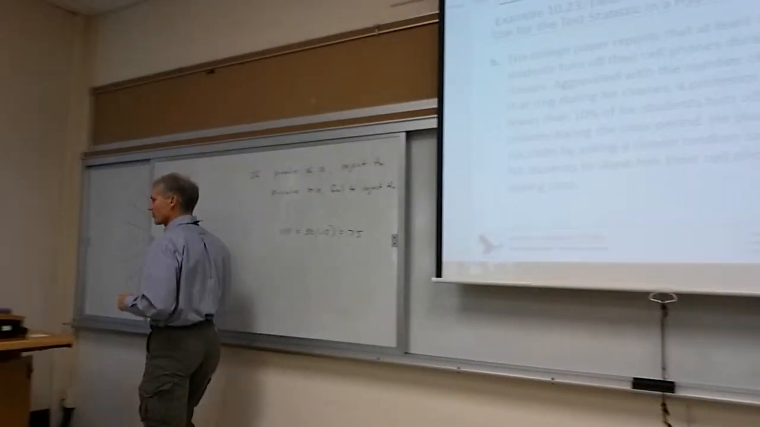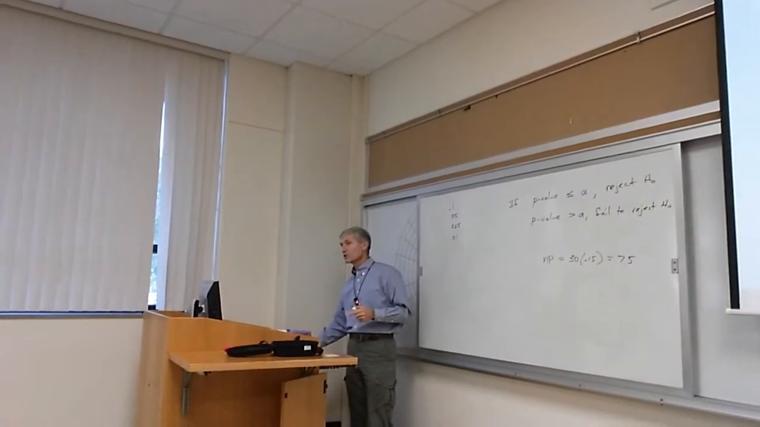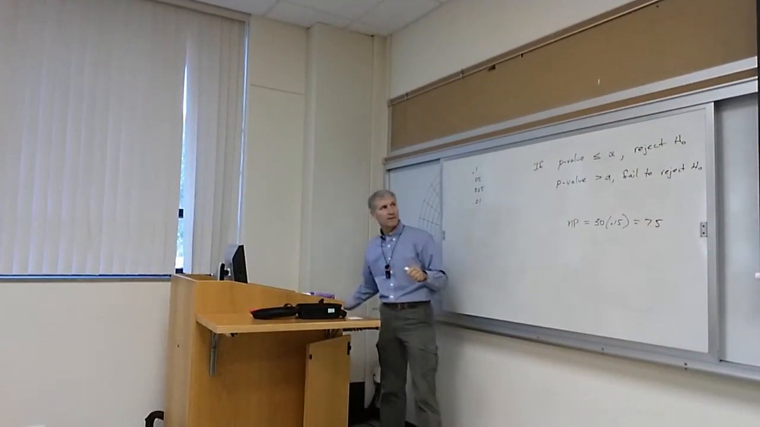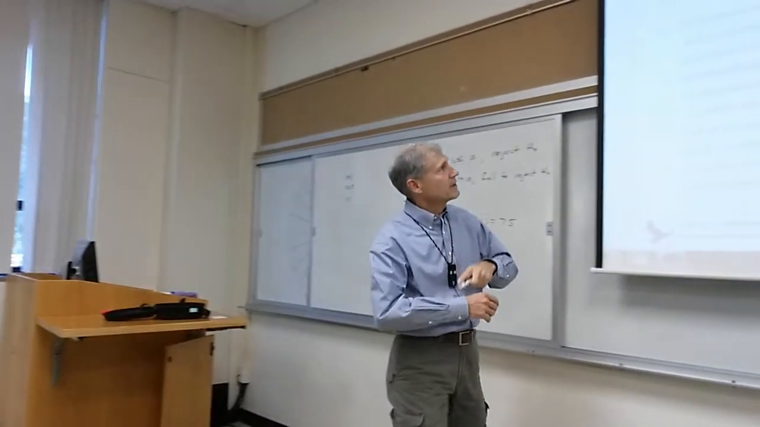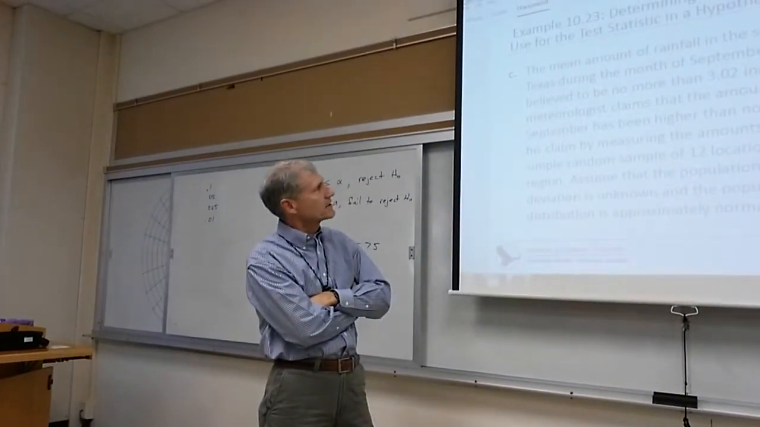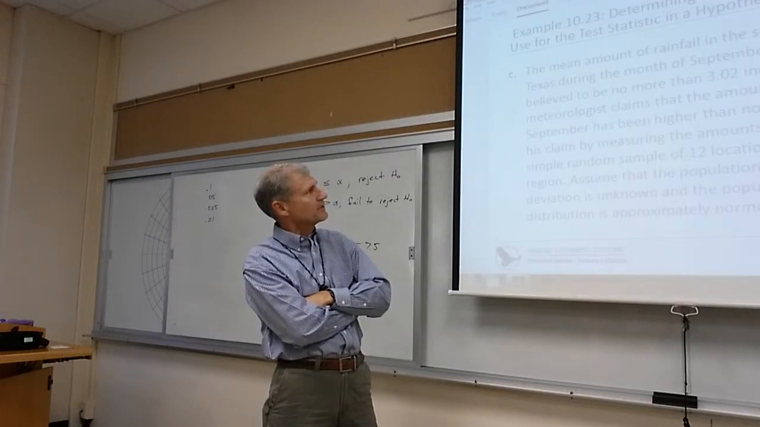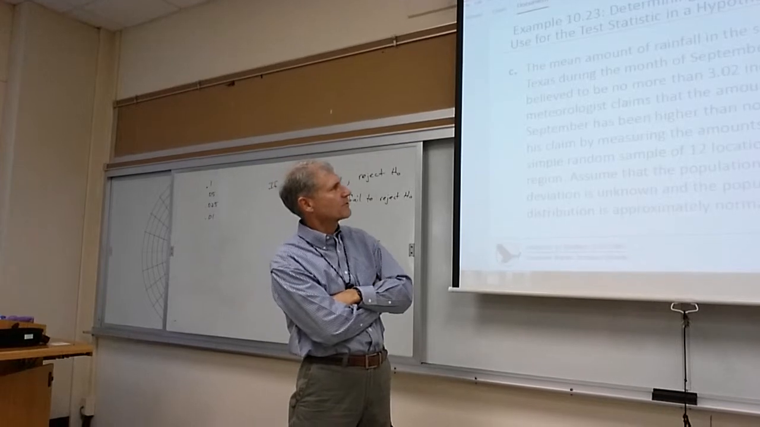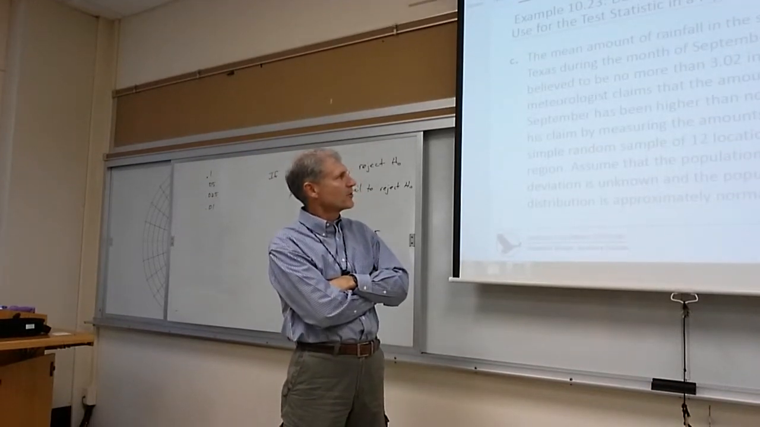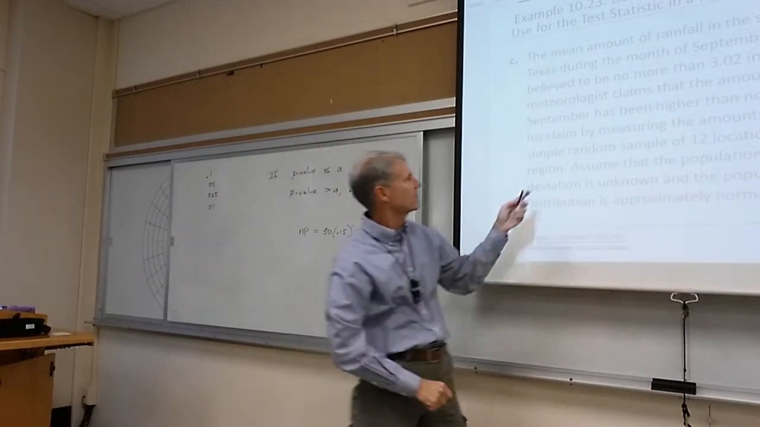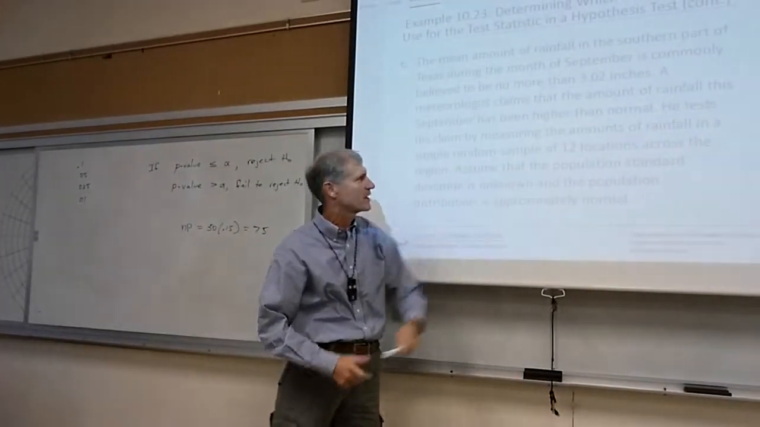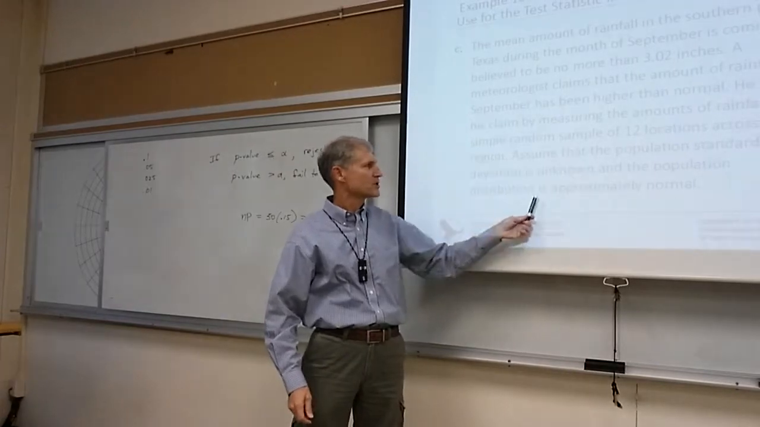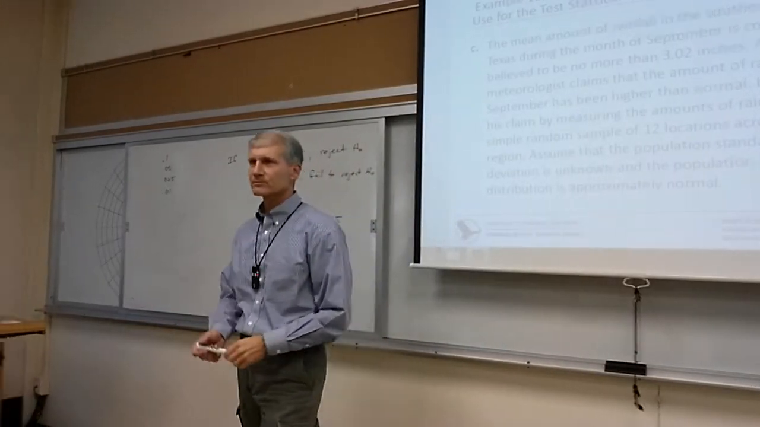I think I put a slide in here, but I'll get to it. But what do you do if you can't use 1 prop z test? I'll talk about that in just a second. Okay, what about this one? The mean amount of rainfall in the southern part of Texas during the month of September is commonly believed to be no more than 3.02 inches. A meteorologist claims that the amount of rainfall has been higher than normal. He tests his claim by measuring amounts of rainfall in a simple random sample of 12 locations. Assume that the population standard deviation is unknown and the population distribution is approximately normal.